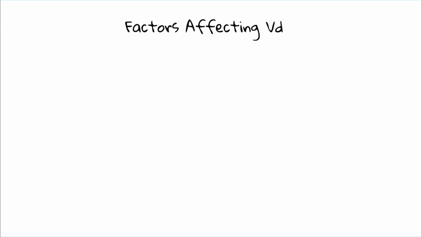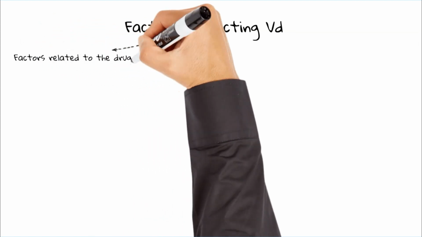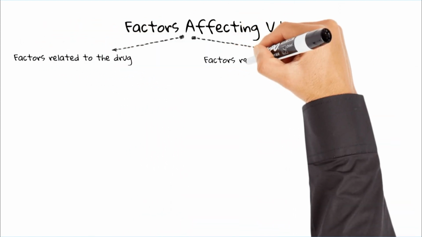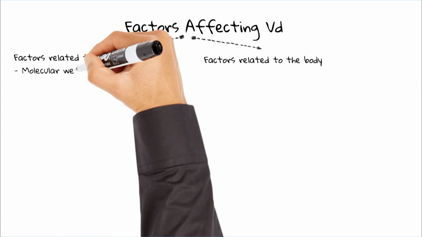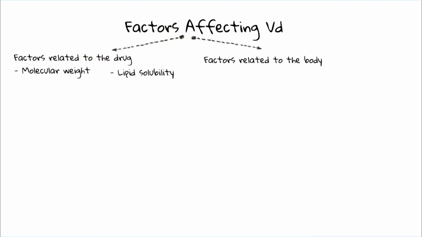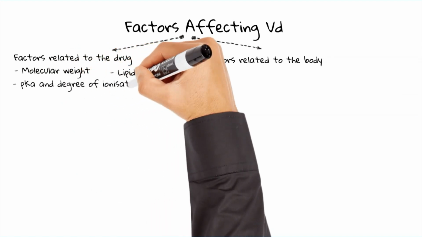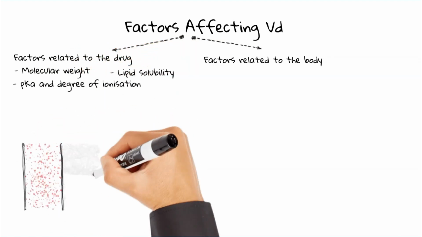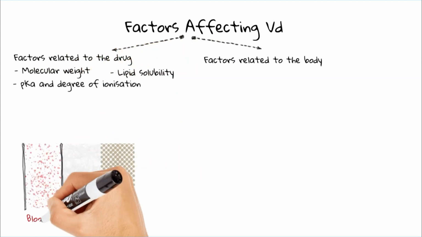To list factors affecting volume of distribution, we can classify them broadly into two categories: factors related to drugs and factors related to the body. Molecular weight and lipid solubility affect distribution of the drug throughout the body. pKa and degree of ionization affect a drug's lipid solubility and hence its volume of distribution.